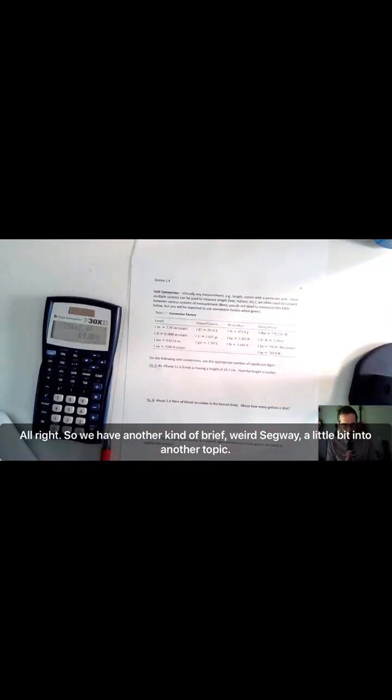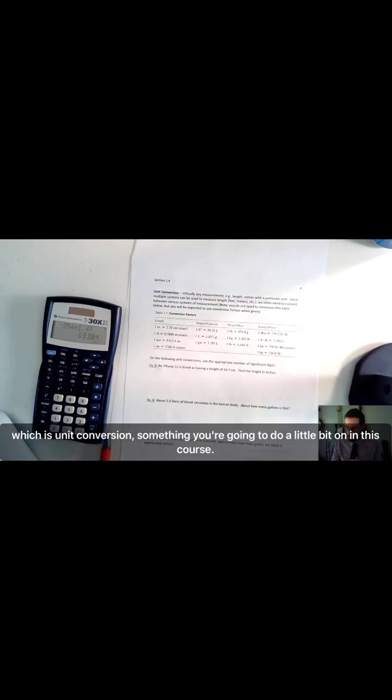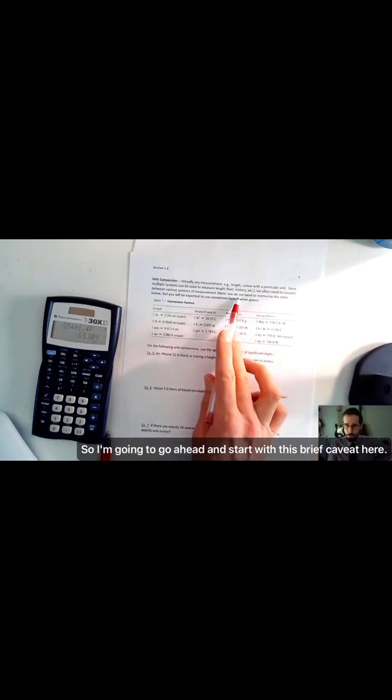All right. So we have another brief, weird segue into another topic. That is how the book chose to organize this, into another topic here, which is unit conversion, something we're going to do a little bit in this course. And chances are, whatever technical scientific discipline you work in, you will probably have to do this sort of stuff. So I'm going to start with this brief caveat here.